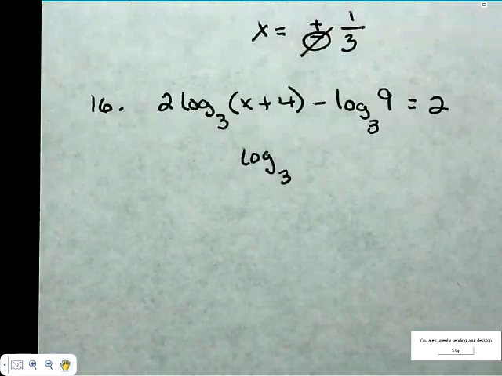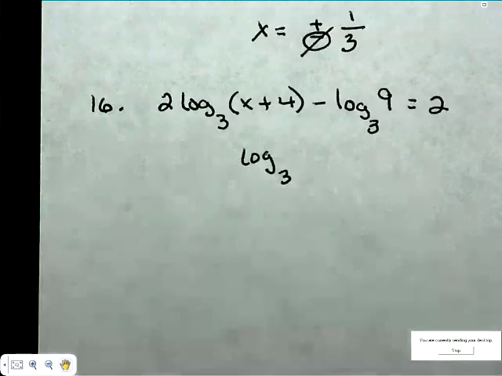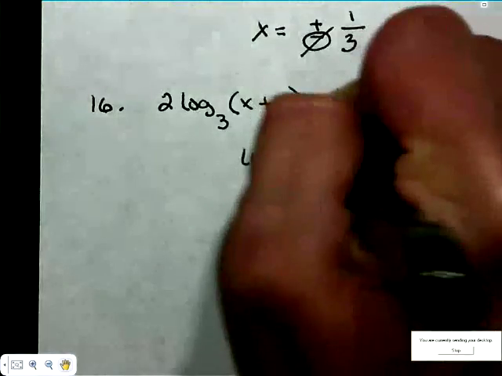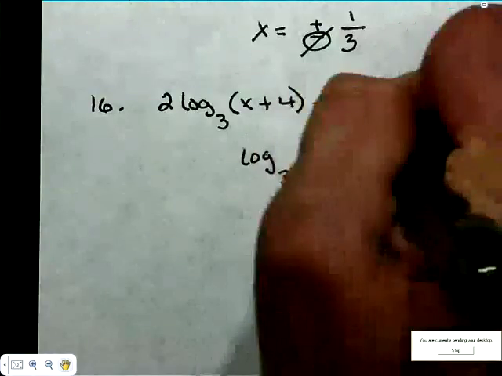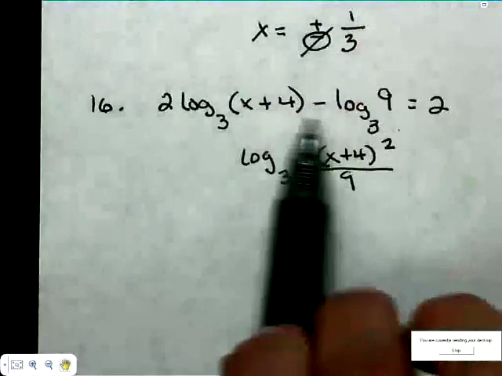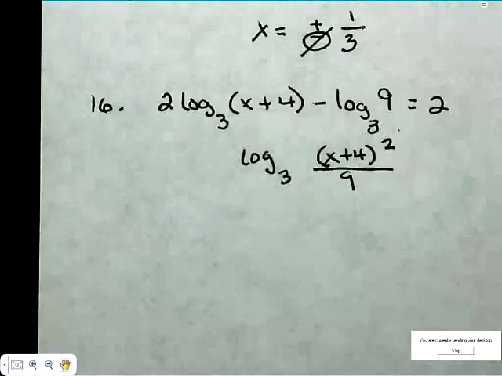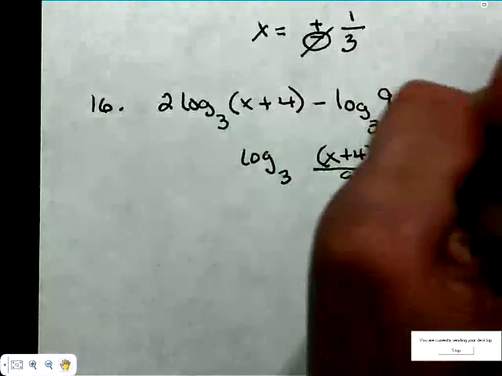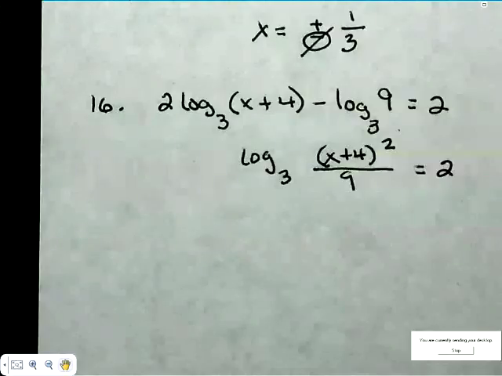What did I lose? Just the 9. Yeah. X plus 4 squared over the argument of the log that was subtracted. That's what tells you that the 9 goes in the denominator. You don't have to do anything with it. Just know that that's why the 9 is in the denominator.